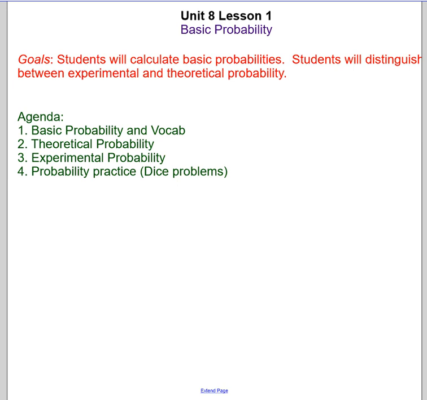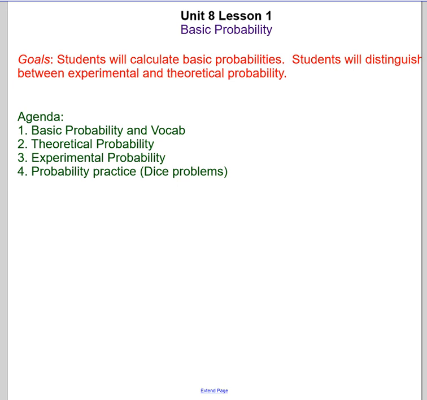So as you can see today, our goal is going to be to calculate basic probabilities, but also distinguish between what we call experimental and theoretical probability. So here's our agenda. There's going to be a lot of vocab today, just so you know. We're going to go through some basic probability along with that vocab, and then we're going to talk about theoretical and experimental probabilities, and then we're going to finish up with some dice problems, some practice problems, all right?